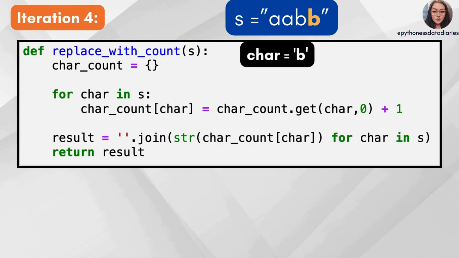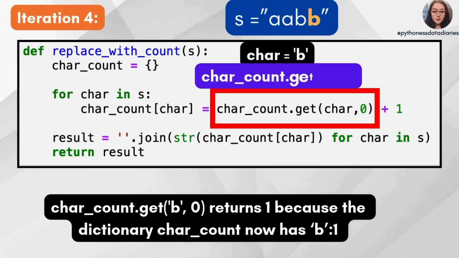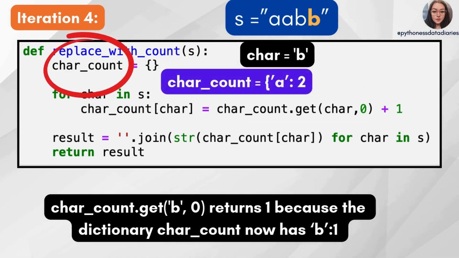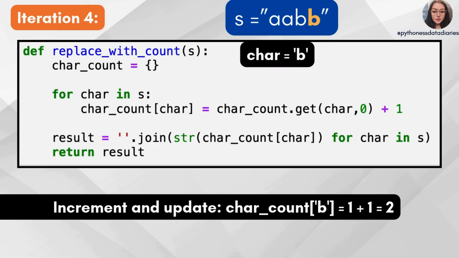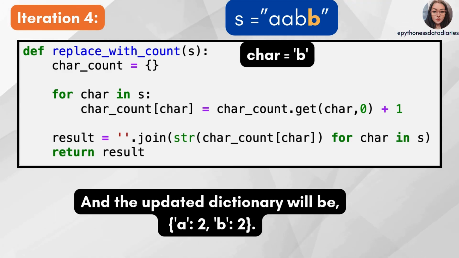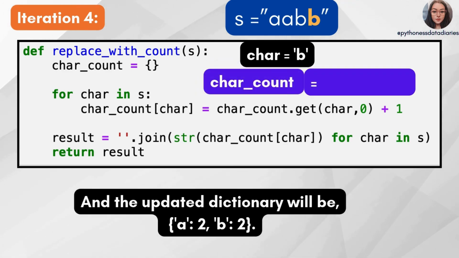This time char is again small b. char_count.get(b, 0). This expression returns 1 because the dictionary char_count now has b is 1. Increment and update: char_count[b] equals 1 plus 1 equals 2. And this time the updated dictionary will be a is 2, b is 2.